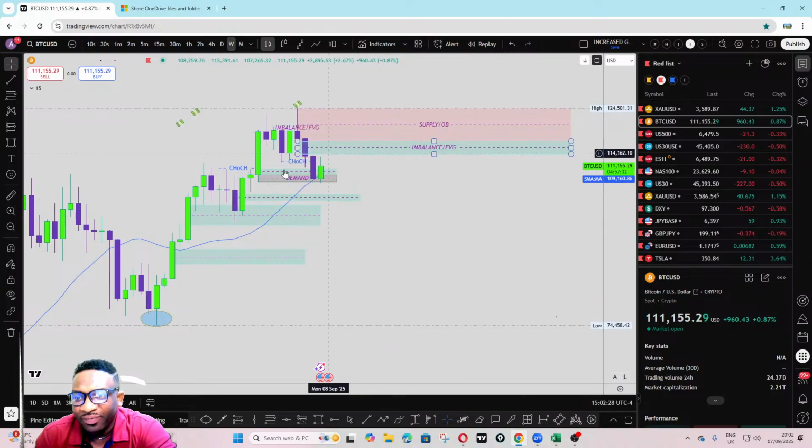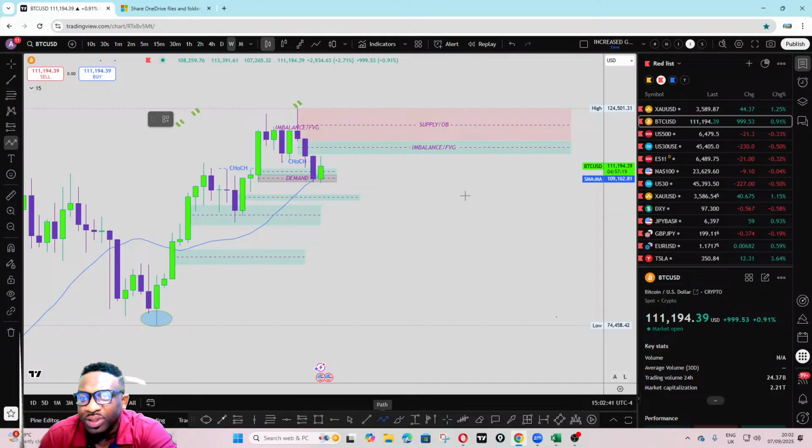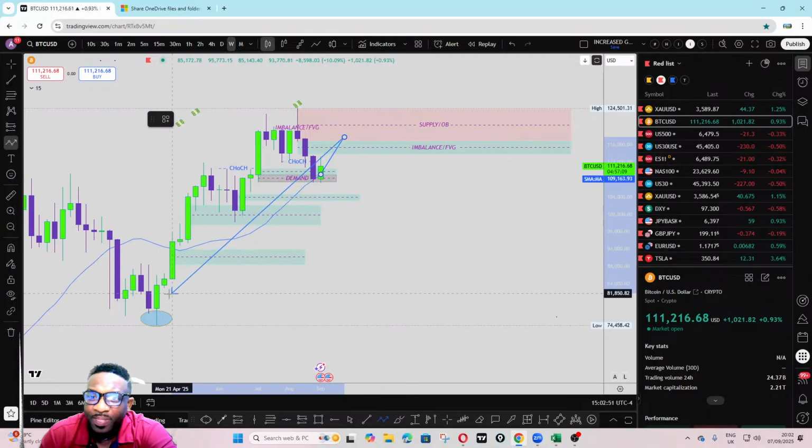As we have a change of character, we could have price coming back to tap into this area, filling this imbalance, and then further traveling to the south. So this coming week, we could expect this, because we have all these liquidity areas here.